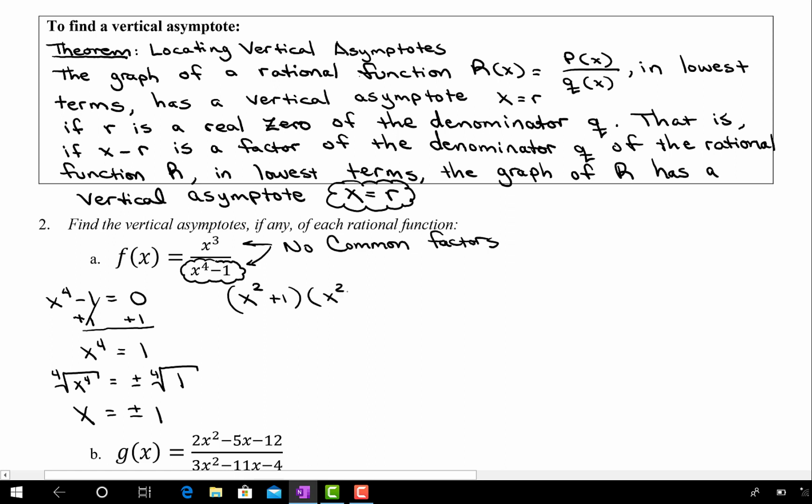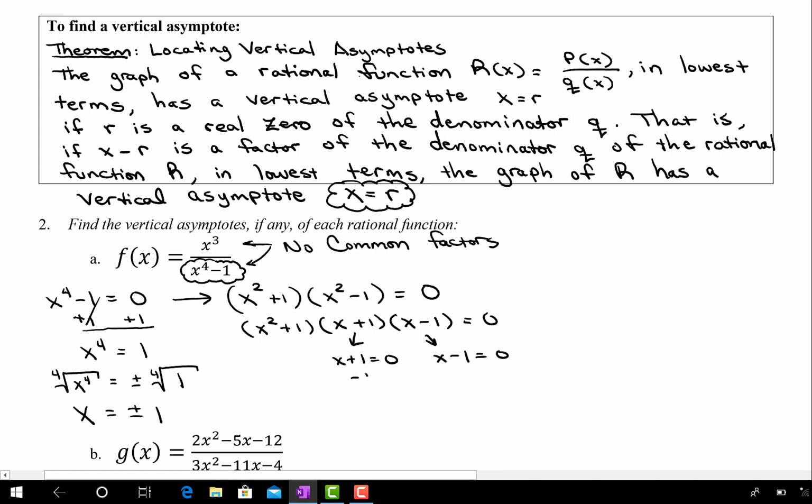Since it's the difference of two perfect squares, it will factor into x squared plus 1 times x squared minus 1 equals 0. And the x squared minus 1 is the difference of two squares again, so I could factor that some more. It would turn into these three factors: x squared plus 1 times x plus 1 times x minus 1. Then if I set the x plus 1 and the x minus 1 equal to 0, I could solve those.